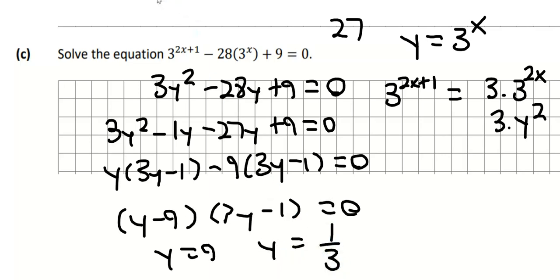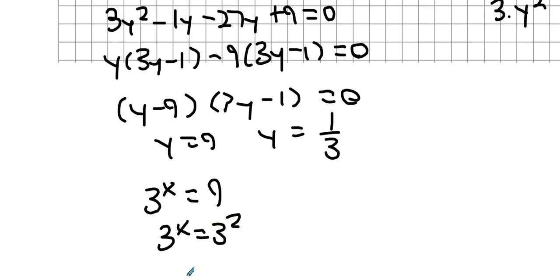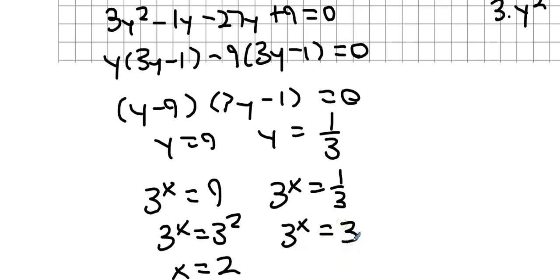Reread the question. You're solving for x, you're not solving for y. So what's the gig now? So then 3 to the power of x equals 9. 3 to the power of x equals 3 squared. This implies x must equal 2. And this part here, 3 to the power of x equals a third. What is a third? 3 to the power minus 1 implies x equals. You could also do it with logs if you wanted. Ready? Okay.